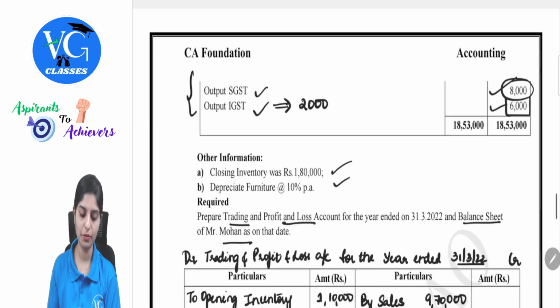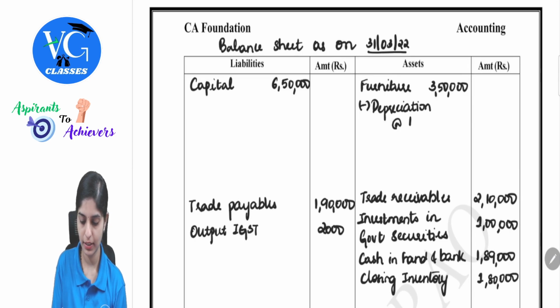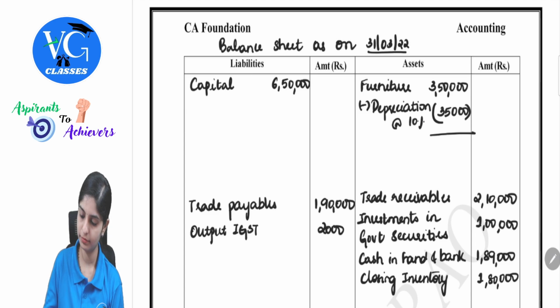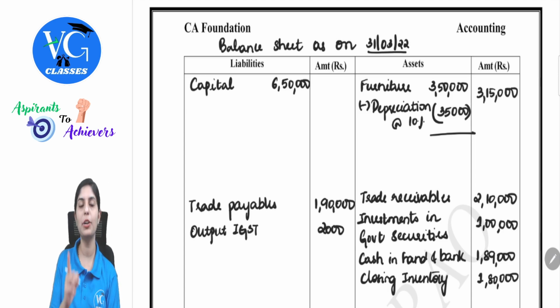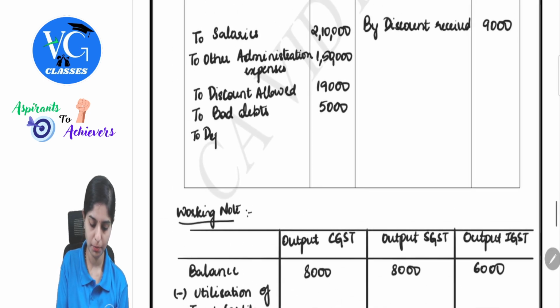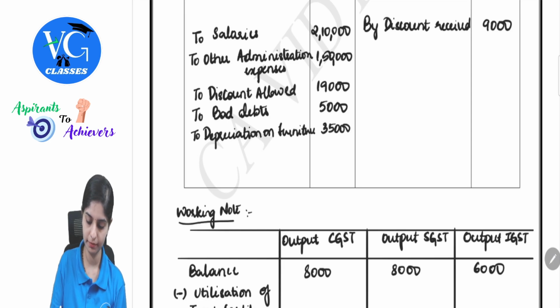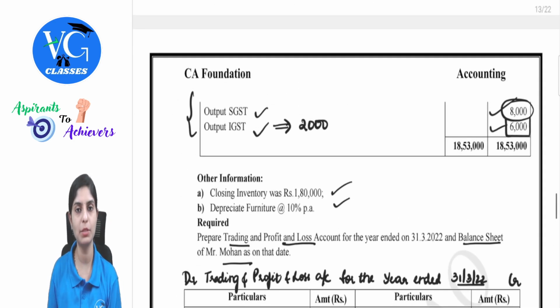Then we have depreciation on furniture at 10%, minus depreciation at 10%. So this will be 35,000, giving 3,15,000. So this is one treatment. One more will appear in your profit and loss account: to depreciation on furniture 35,000. So we have completely recorded all the items given.